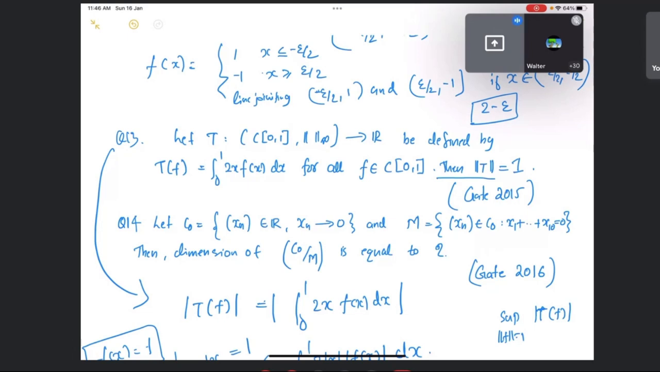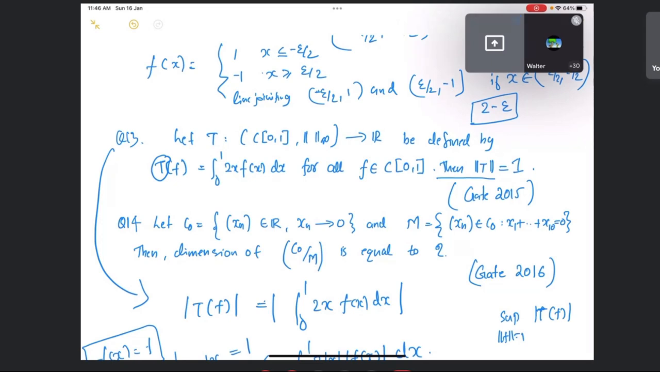So in this case, the first example, we were not able to come up with a function where the supremum is actually attained. We need to approximate that supremum using that step function. But in this case, we can actually come up with a function which attains the supremum. I mean, is there any extra condition in this question? No. It depends upon the operator T. So, as the operator changes, this property also changes.